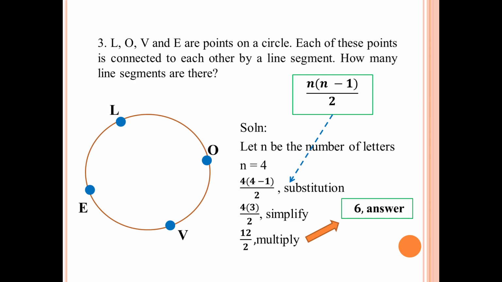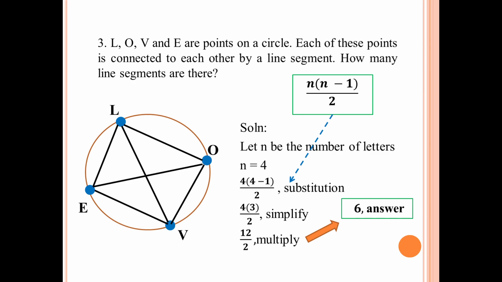So if we try to connect LO, that is 1, LB, that is 2, LE is 3. We still have OV 4, BE 5, and we have EO or OE 6, which means this formula will satisfy the given problem. So meaning to say, if the number of letters increase, still you can apply this formula. Okay, so that is how we are able to solve the problem number 3.